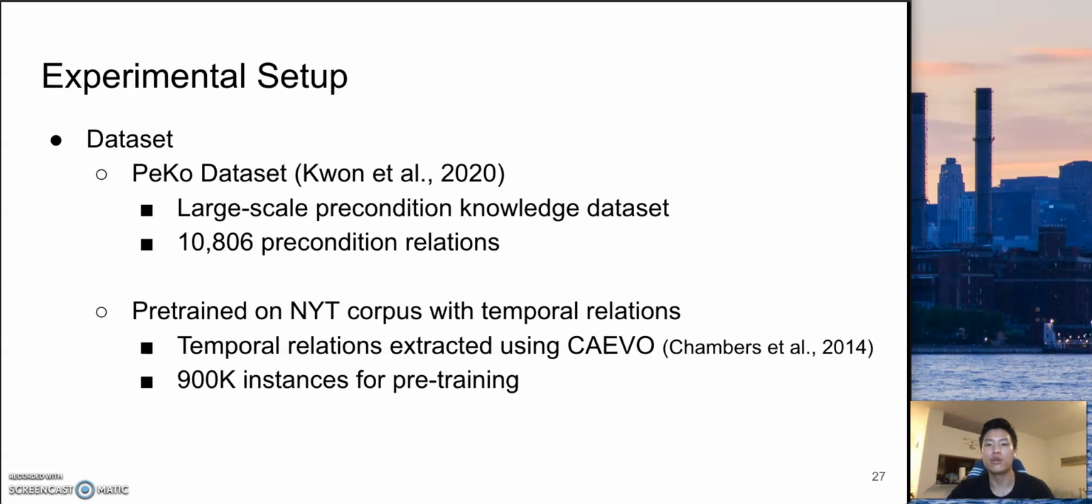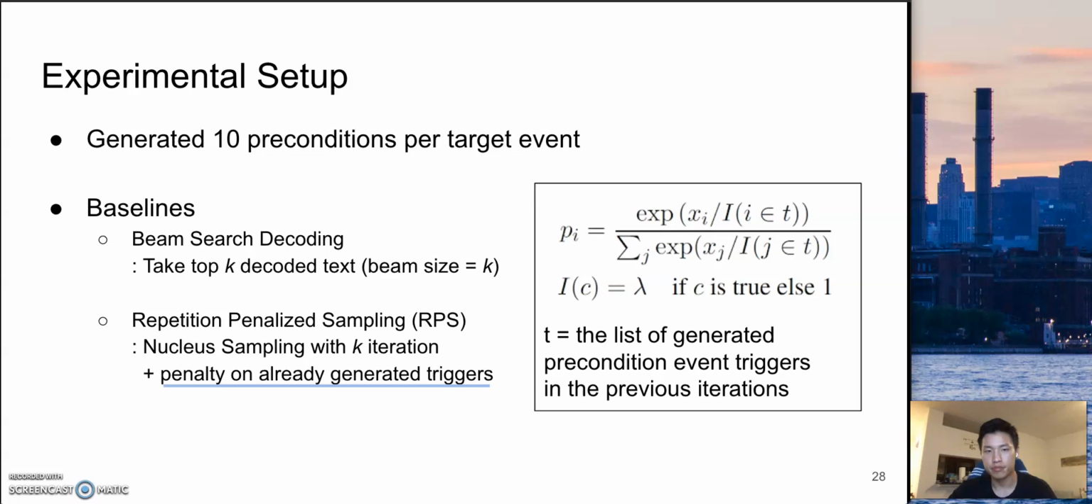For the dataset, we use the PeKo dataset to train our event sampler and candidate generator. It contains about 10,000 precondition relations. To improve the generation quality, we first pre-trained our model on temporally related events. These events are extracted from the New York Times corpus using CAEVO, which is an automated event ordering system. We use 900,000 instances for pre-training. For comparison purposes, we generated 10 preconditions per target event.